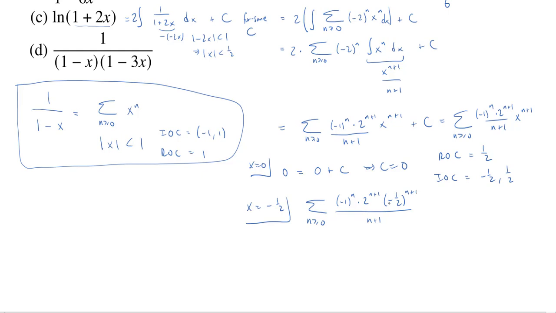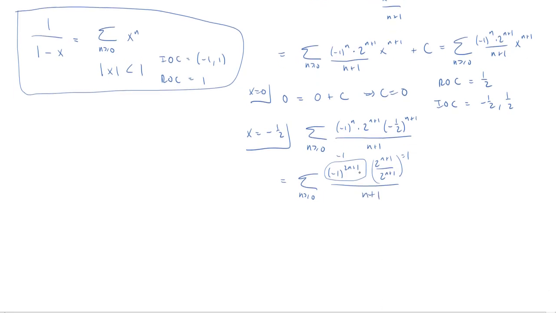First, I have this negative 1 to the n plus 1, and I can multiply that by negative 1 to the n. And let's see what we're going to get. So we'll have negative 1 to the 2n plus 1. That's actually just going to equal negative 1, because 2n plus 1 is always odd. Then I have 2 to the n plus 1 times 1/2 to the n plus 1. That's the same thing as 2 to the n plus 1 over 2 to the n plus 1. That's just equal to 1. And then I have over n plus 1.